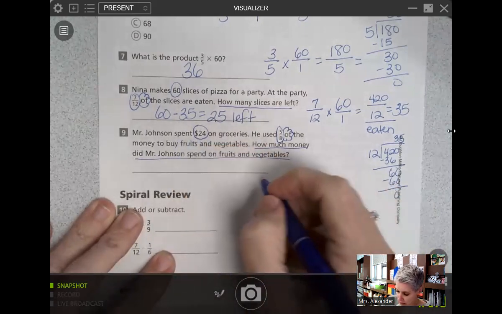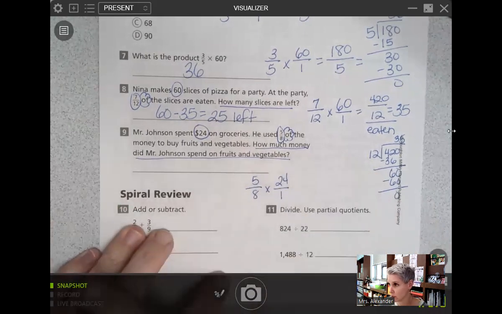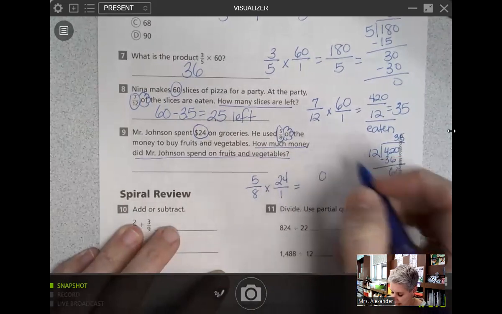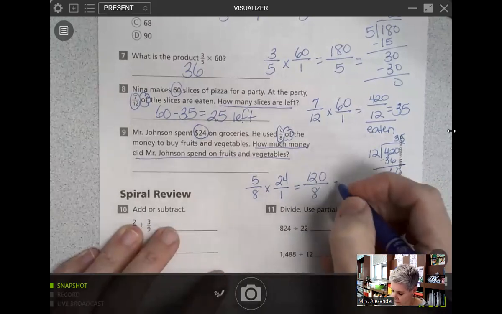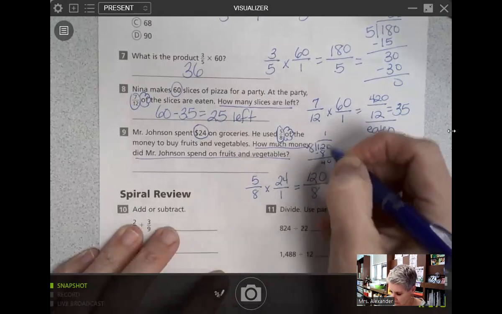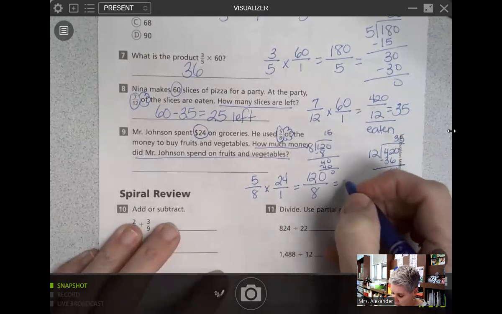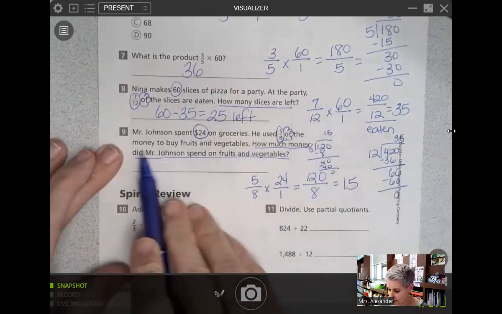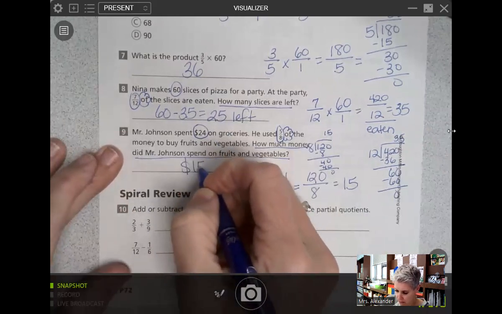So our equation would be 5/8 of 24. I'm going to put my whole number with a 1 under it right away. When I multiply 5 times 24, I get 120 eighths. 120 divided by 8. Getting a little squishy. I need more room. It does equal 15. So how much did he spend if he used 5/8 of the money for fruits and vegetables? $15.